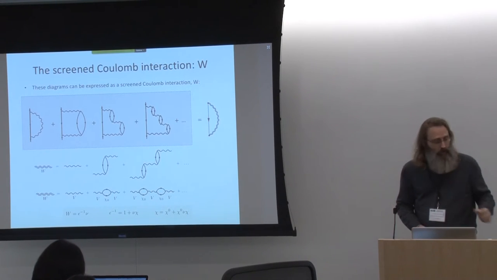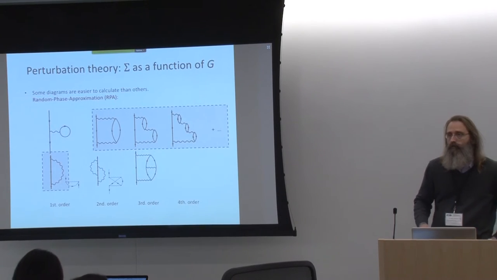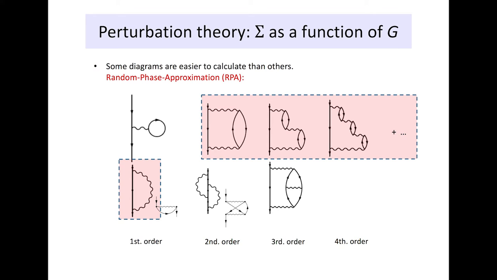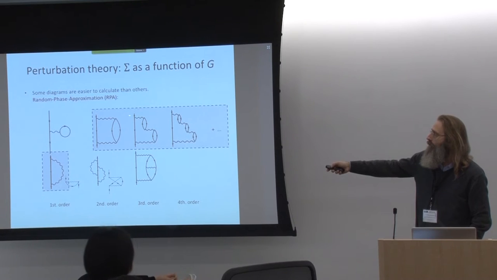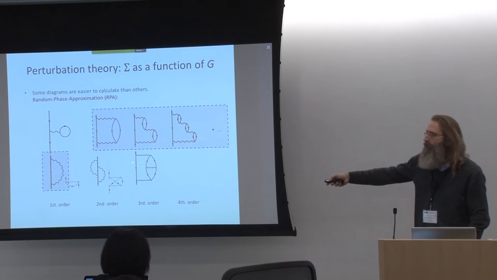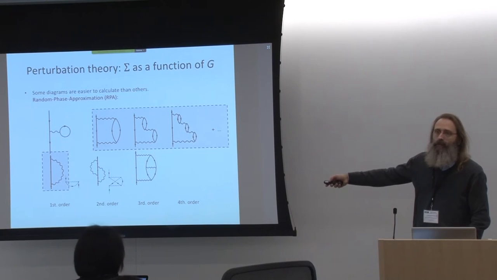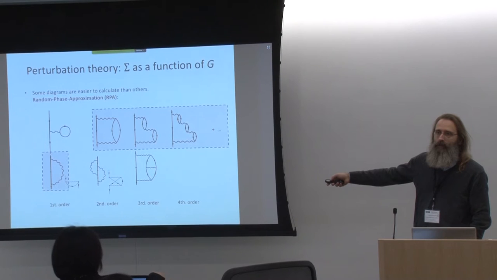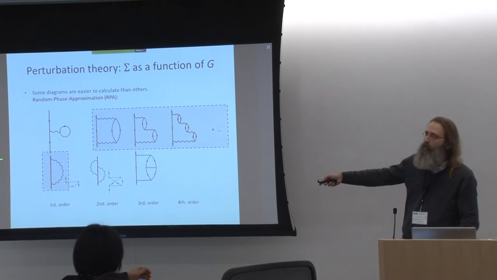Yes? I have a hard time understanding the polarization diagram. So what is it showing? Is it an electron traveling? Yes, yes. I refrain from saying that this is the direction of time, because in these diagrams I violated that definition in the exchange-like ones.